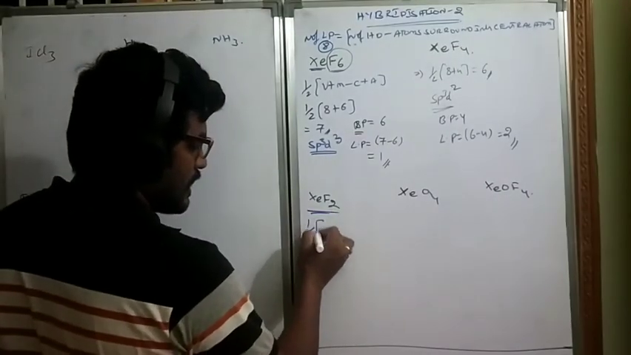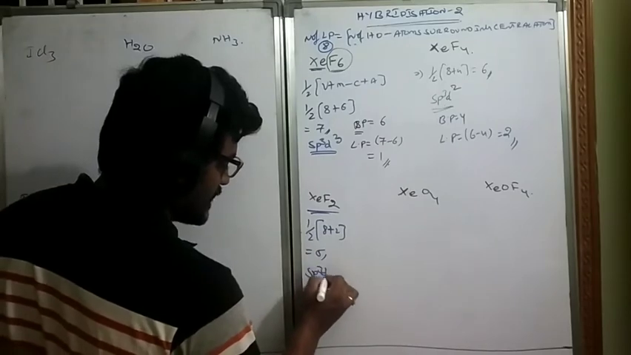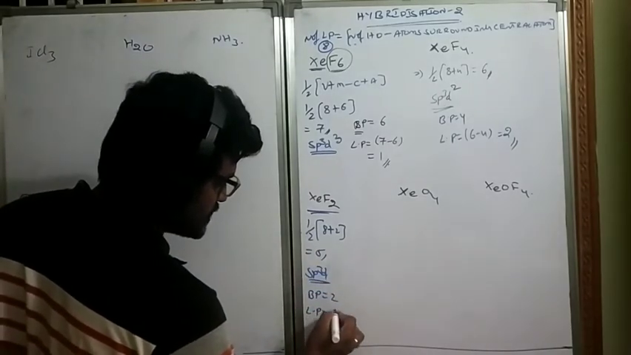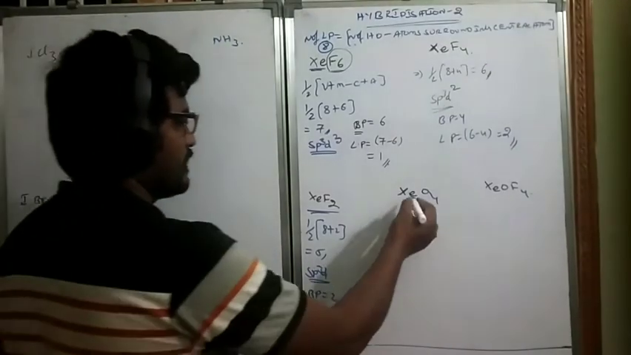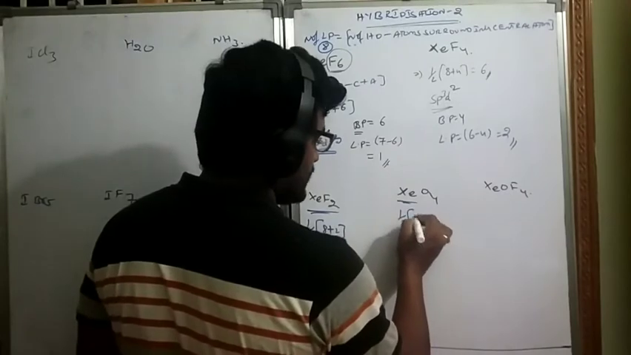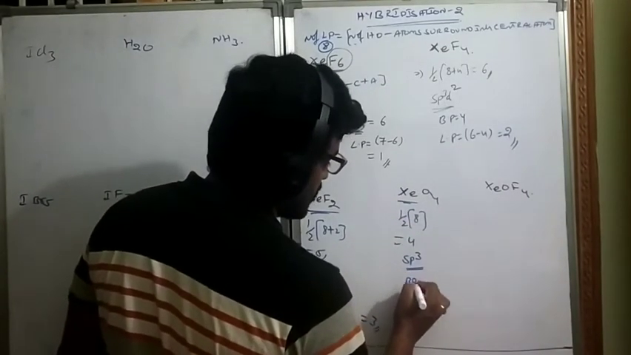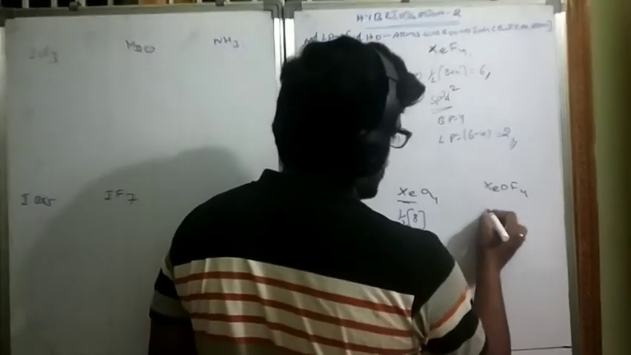XeF2 means half into 8 plus 2 by 2, 5. So it will be sp3d hybridization. Bond pairs are 2, lone pairs is equal to 5 minus 2, that is equal to 3 will come. XeO4, half into 8, so it is 4, sp3 hybridization. Bond pairs is equal to 4, lone pair equal to 0.